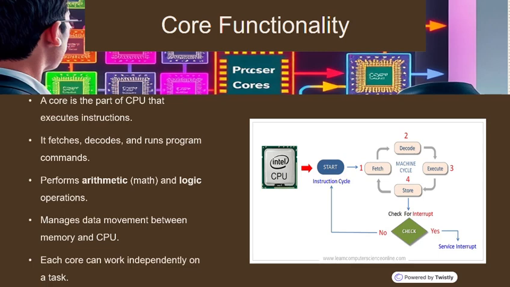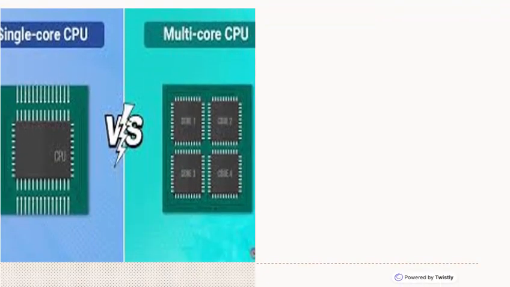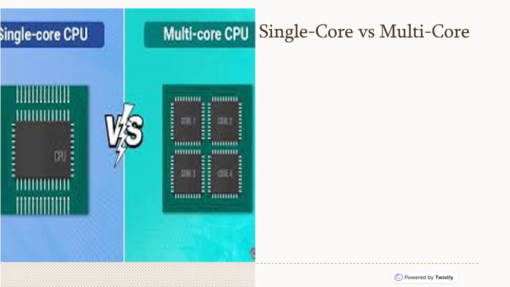Single core versus multi core. In the past, computers had only one core. This meant the CPU could only run one task at a time. If we wanted to do two things, the processor just switched back and forth very quickly between tasks. This switching made it look like multitasking, but in reality, it caused lag and slow performance.